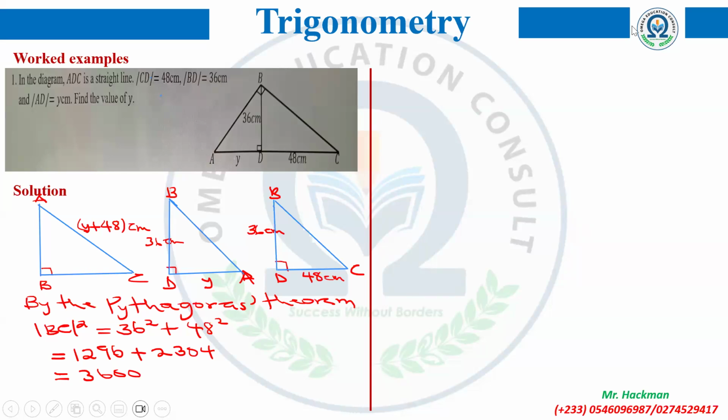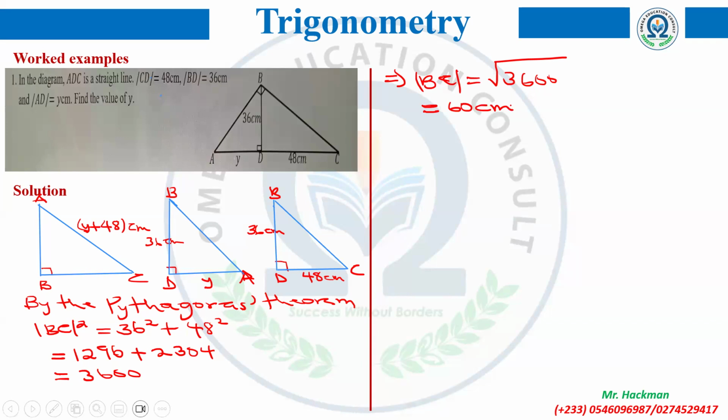So this implies that my BC will be equal to the root of this side, so that is the root of 3600. I hope you are following. Which will give us BC to be equal to 60. So don't forget your cm, your unit.